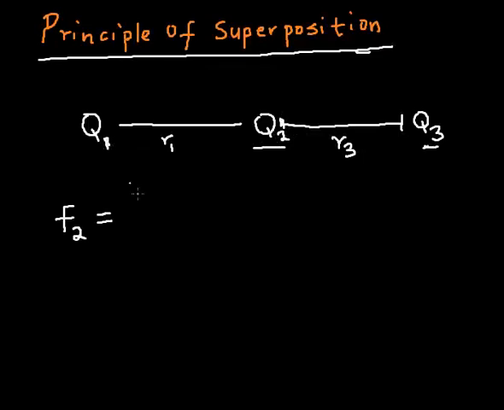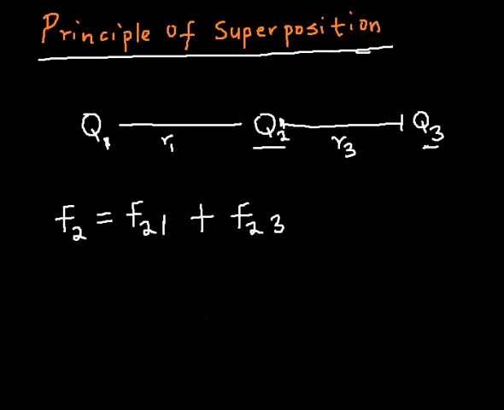All right. So invariably now, if I want to find the total force acting on Q2, or the resultant force acting on Q2, it is going to be the force on charge Q2 due to the presence of Q1, plus the force on the same Q2 due to the presence of Q3. So the total force is going to be F21 plus F23.